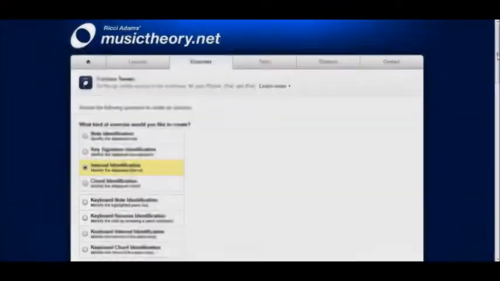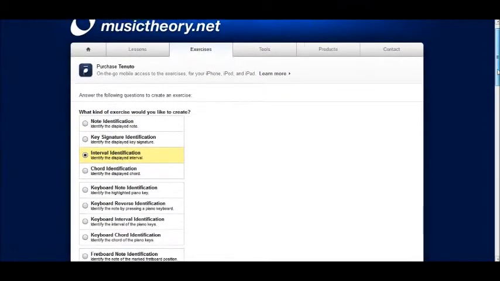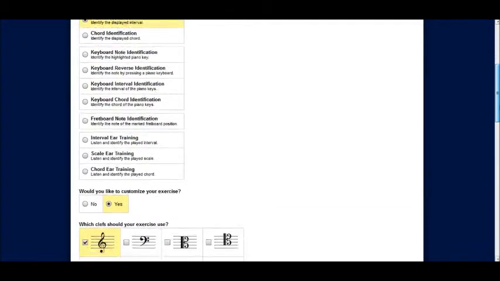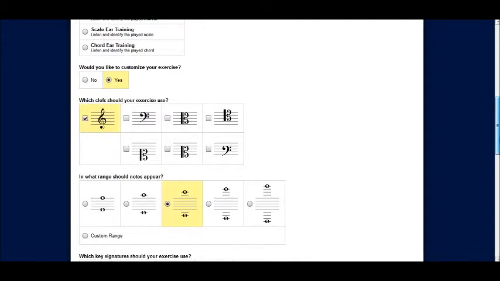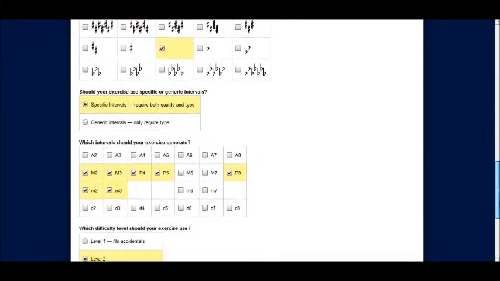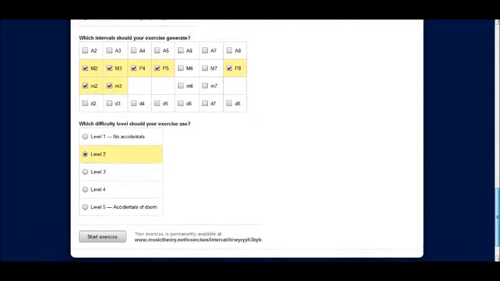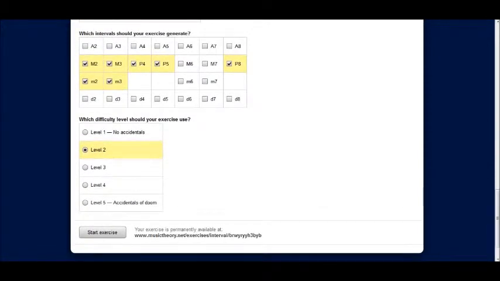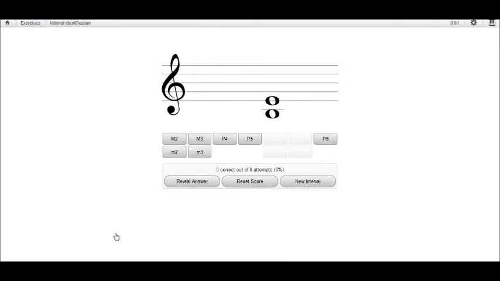Let's examine an exercise on interval identification. The teacher is given many different options in order to customize the exercise to suit the level of their students. The exercise itself has the student recognizing different intervals as notated on the music. The student then answers by selecting the appropriate button on the page.